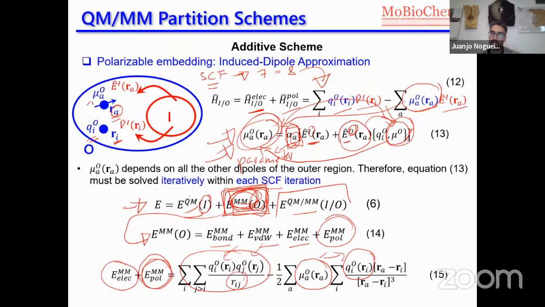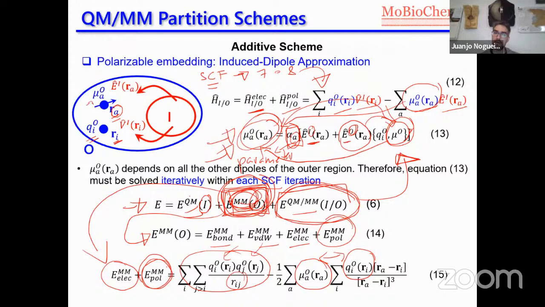So yes, there is a question. Let me say one thing. In this scheme, we are introducing polarization when we compute the interaction between the inner region and the outer region. We introduce polarization in the way that we have explained here. But we also introduce polarization within the classical region, because we are using a polarizable force field in order to describe the environment. So these calculations are quite expensive.